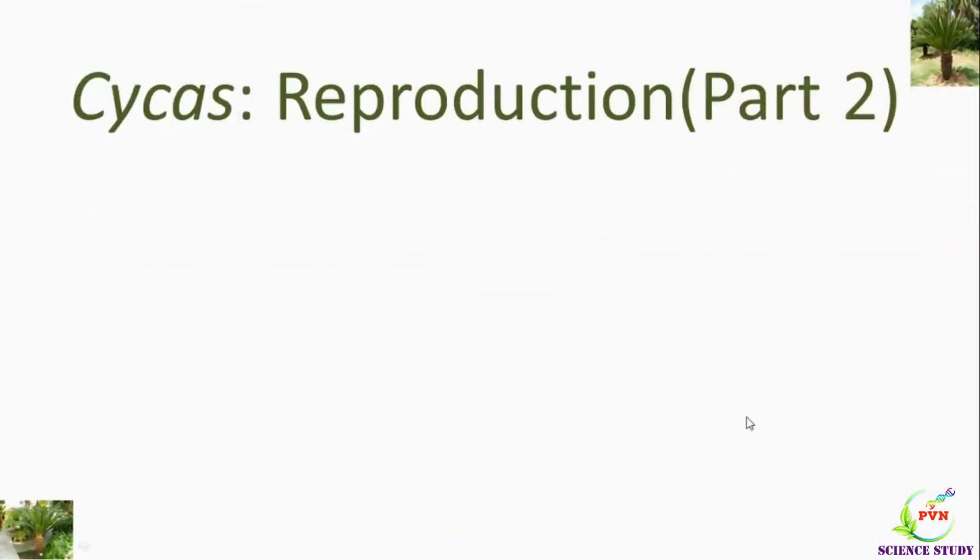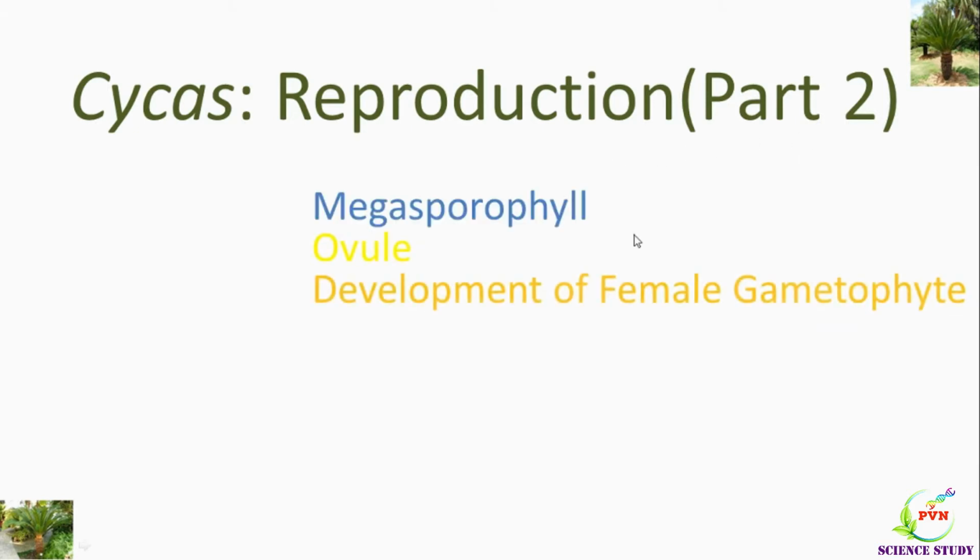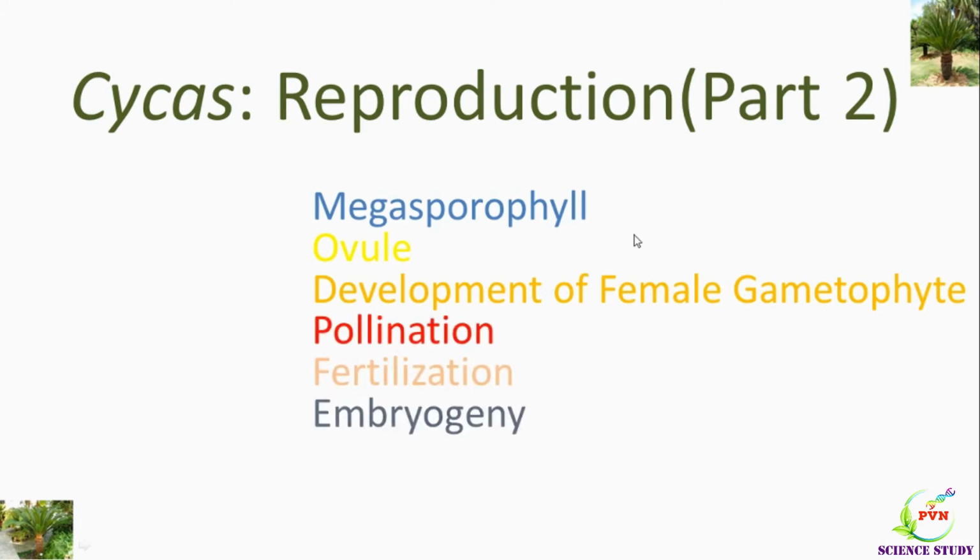Hello dear students, welcome to the second part of reproduction of Cycas. In the first part, we completed methods of reproduction in Cycas as well as male reproductive structures. Now, in the second part, we will study Megasporophyll, ovule, development of female gametophyte, pollination, fertilization process, embryogeny and seed of Cycas one by one.